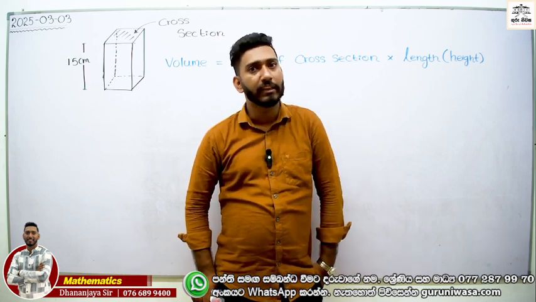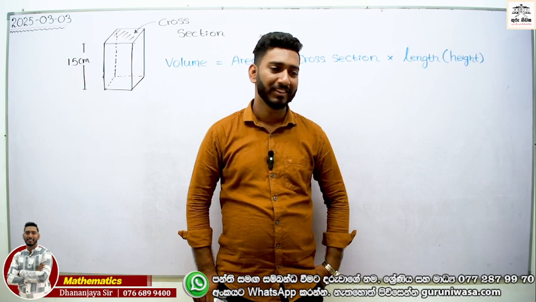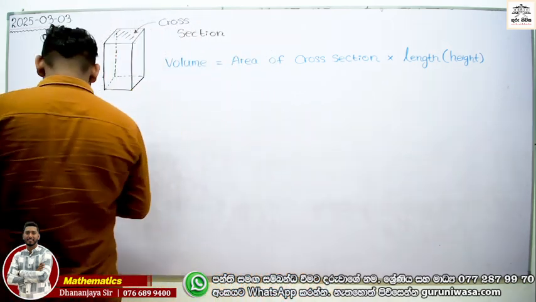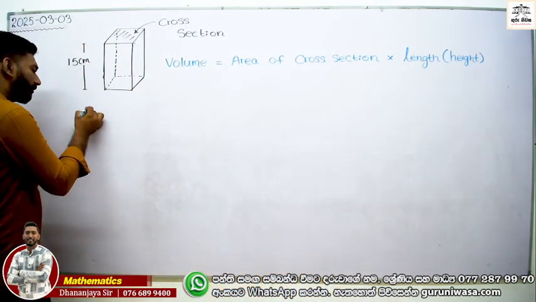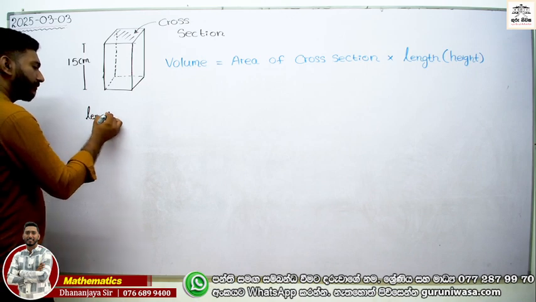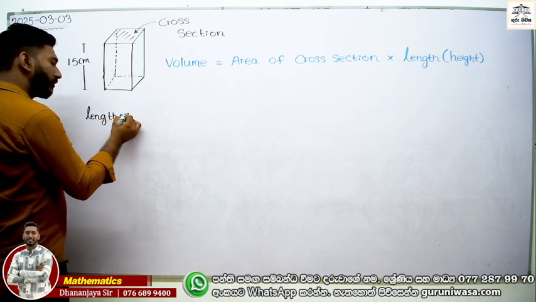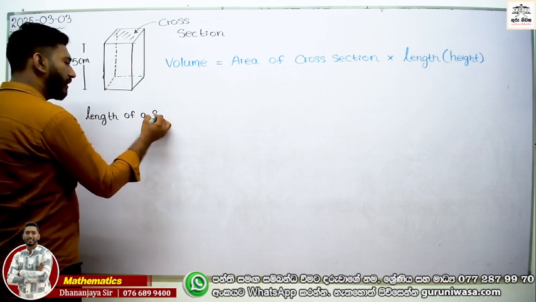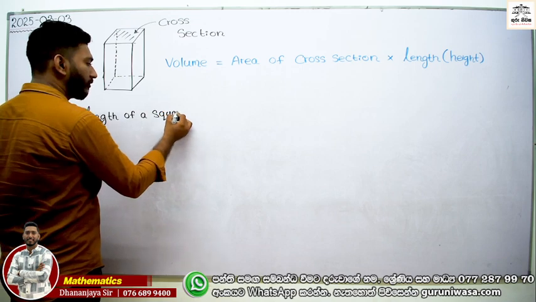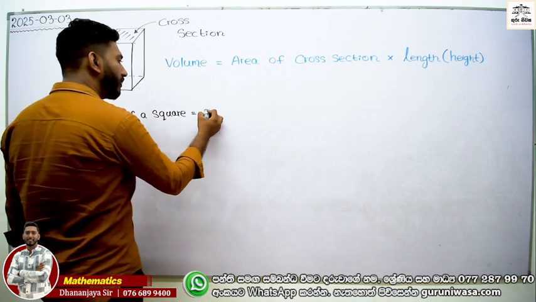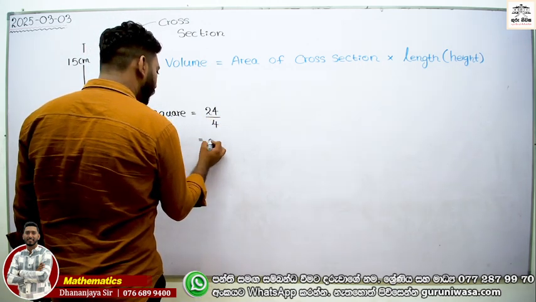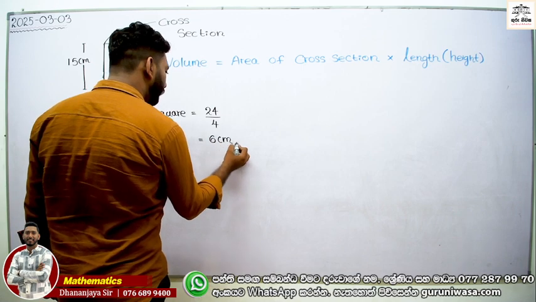Easy ප්‍රශ්නයක්. Very good. 6 centimeters නේද? එහෙනම් මම ලියනවා length of a square base is equal to the 24 we can divide by 4, and that one becomes as a 6 centimeters.